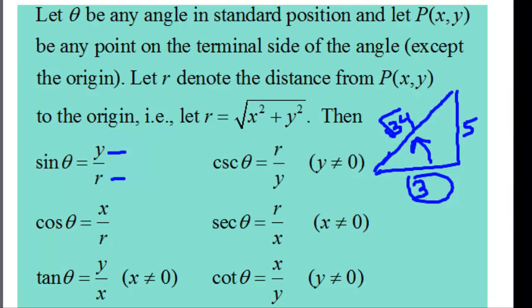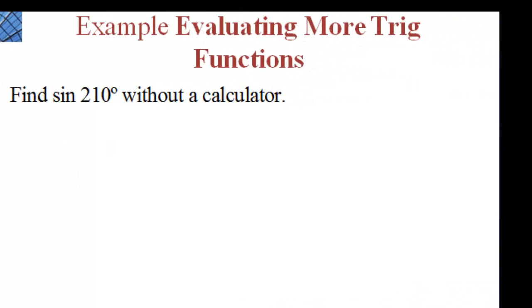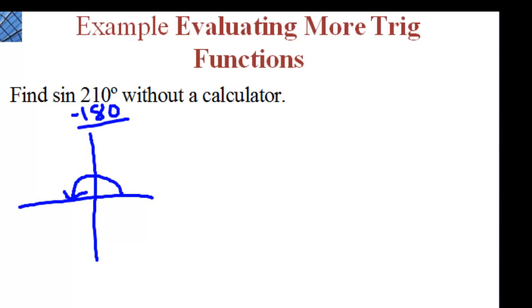And tangent, which is the opposite over the adjacent, is the y value over the x value. Let's find the sine of 210 degrees without a calculator. So 210 degrees, what do we know about 210? Well, we know that 180 degrees is a straight line. So let's take away 180 degrees from that, and we're left with 30.